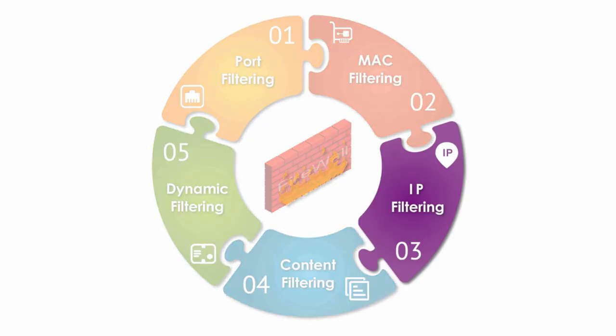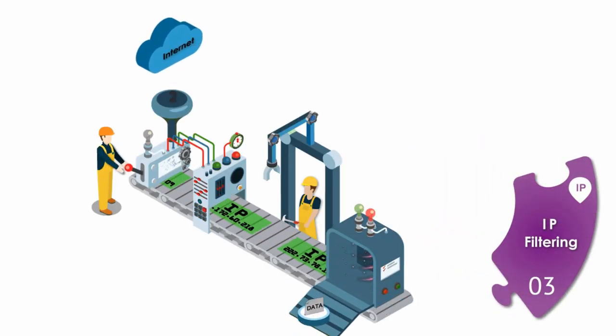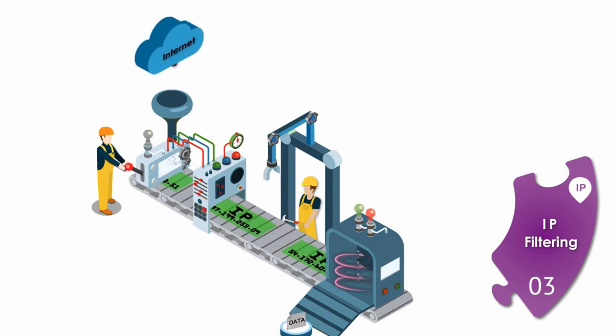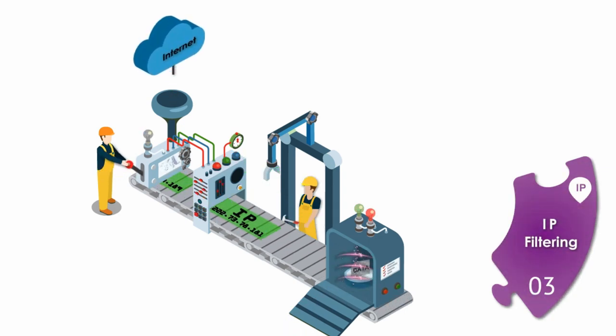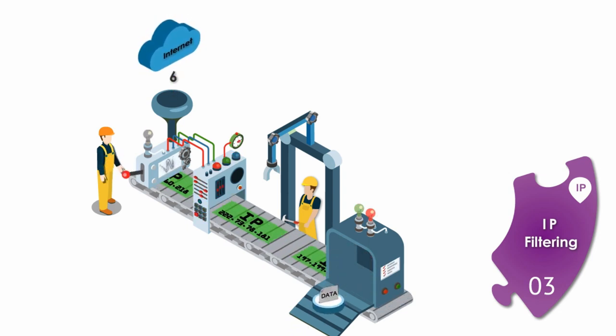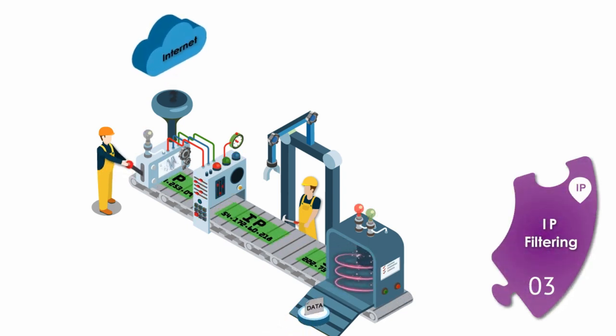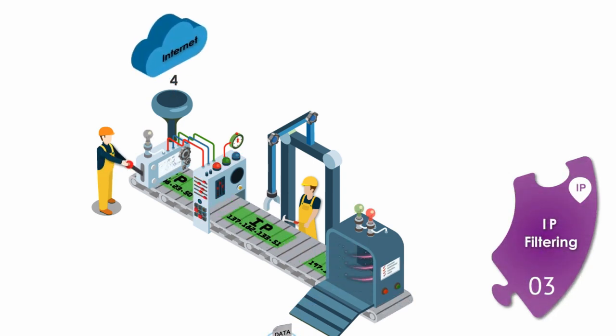Number three function is IP filtering. IP filtering is also called packet filtering. It blocks the packets based on layer 3 IP address. IP filtering will block incoming or outgoing packets from a particular IP address or range of IP addresses.